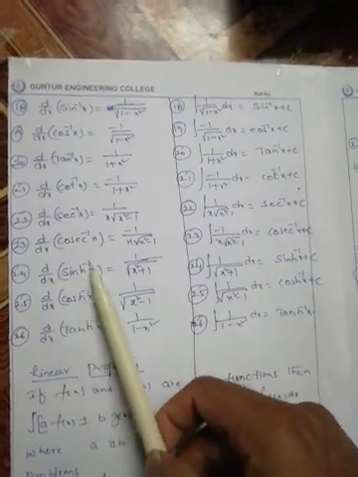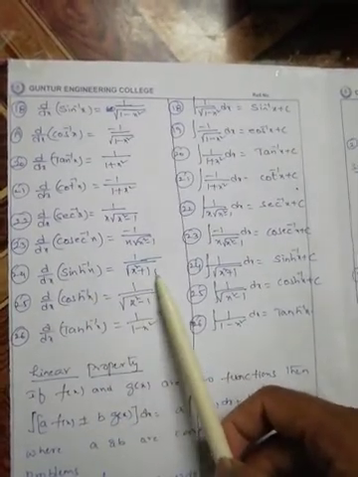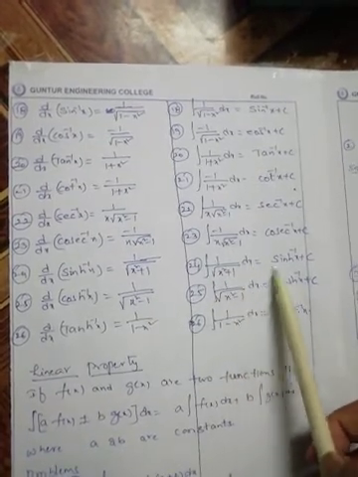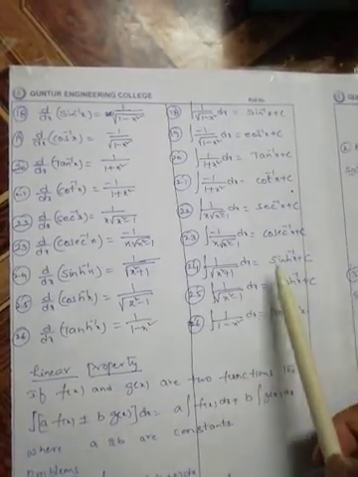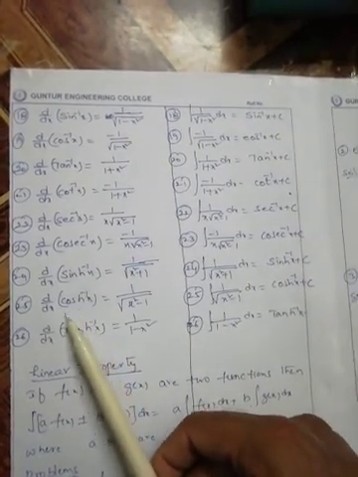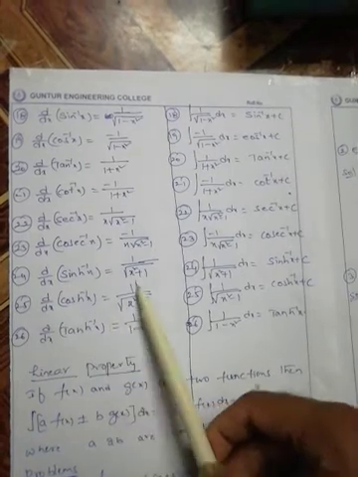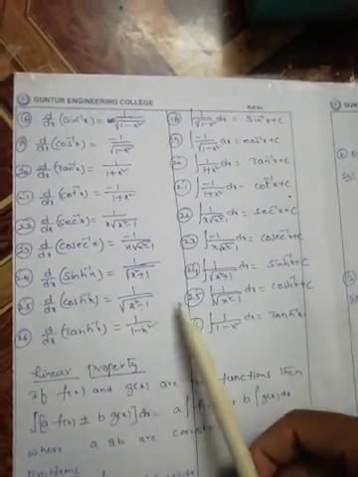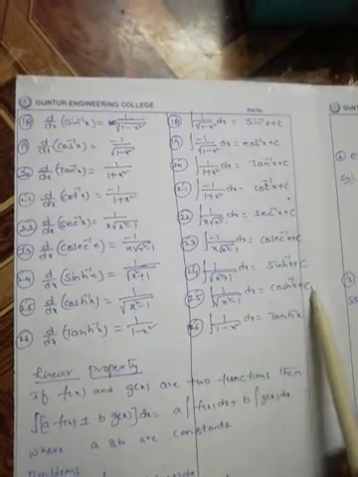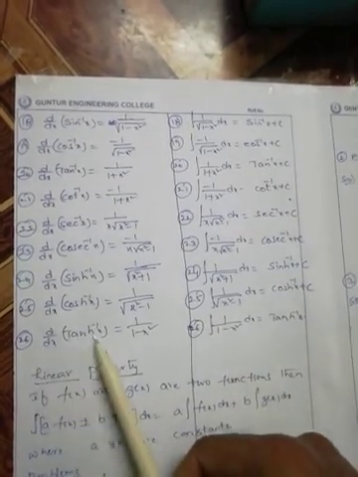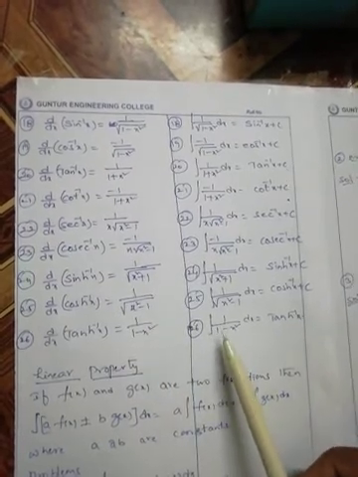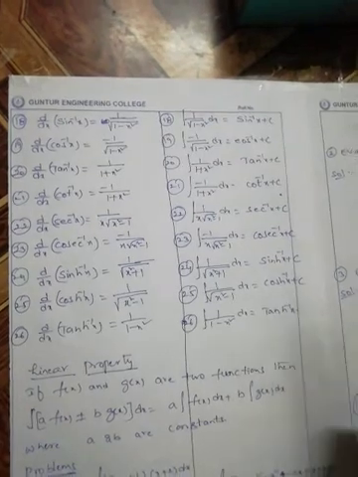Similarly, d by dx of sin h inverse x is equal to 1 by square root of x square plus 1. Integral 1 by square root of x square plus 1 dx is equal to sin h inverse x. These are the hyperbolic inverse functions. D by dx of cos h inverse x is equal to 1 by square root of x square minus 1. Integral 1 by square root of x square minus 1 dx is equal to cos h inverse x plus c. D by dx of tan h inverse x is equal to 1 by 1 minus x square. Integral 1 by 1 minus x square dx is equal to tan h inverse x.